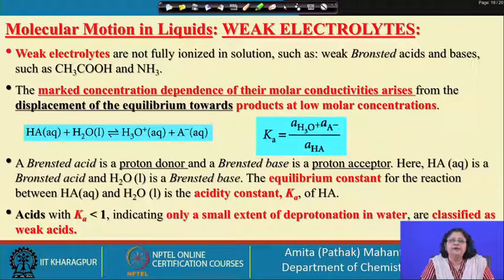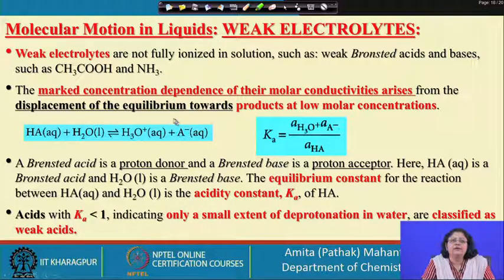Now, let us move into the weak electrolyte system. Weak electrolytes are obviously going to be different, as we have discussed previously. The dependence of molar conductance on the concentration is quite drastic. Before we go to that, we need to know what a weak electrolyte is, and I am sure all of you know that these are solutes which are not completely ionized in solution. Examples are Bronsted acids and bases like acetic acid and ammonia.